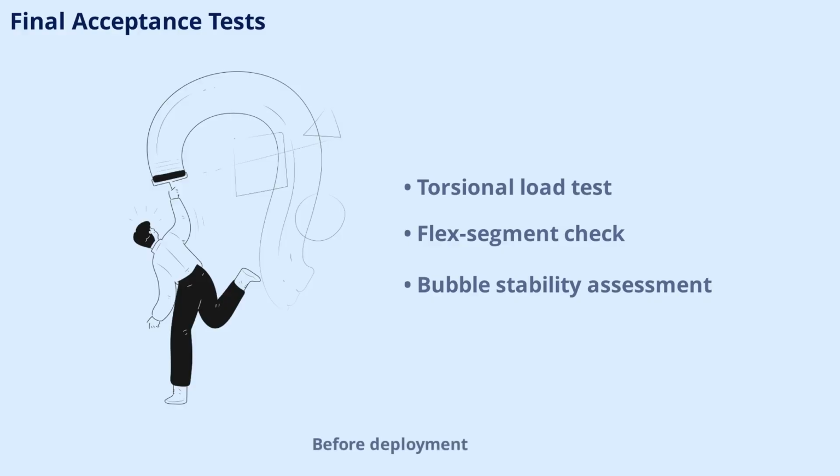Before deployment, the HFPTD undergoes a series of final acceptance tests. These include torsional load tests, flex segment deformation checks, flash phase operation at full frequency, and translation bubble stability assessments. Only after passing all tests is the craft cleared for operational use, ensuring the highest standards of safety and performance.